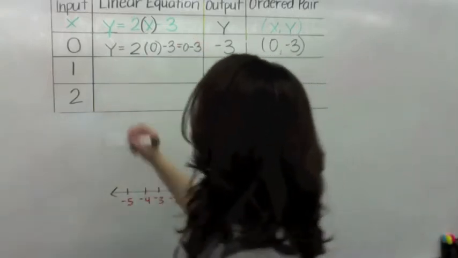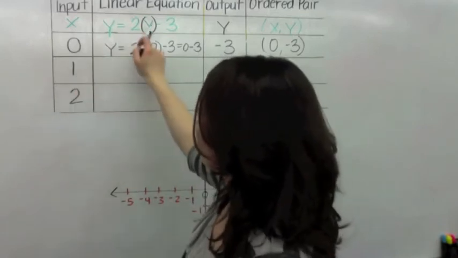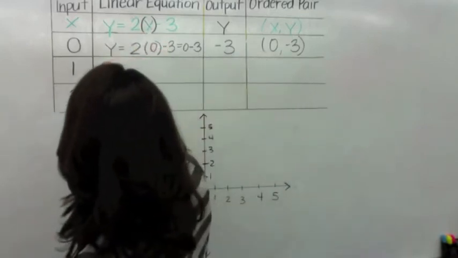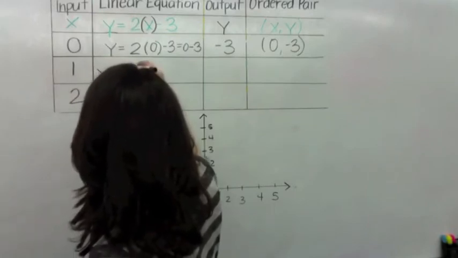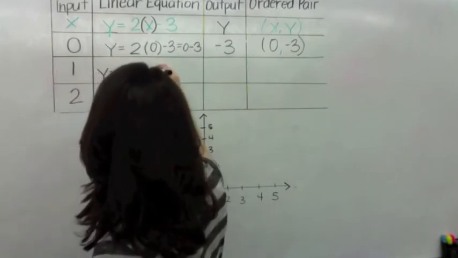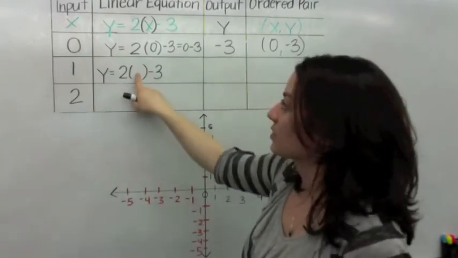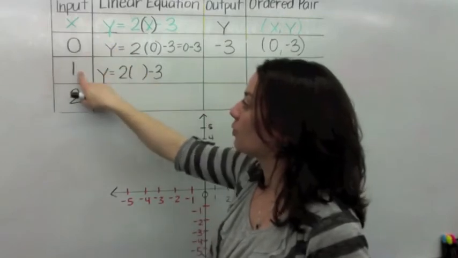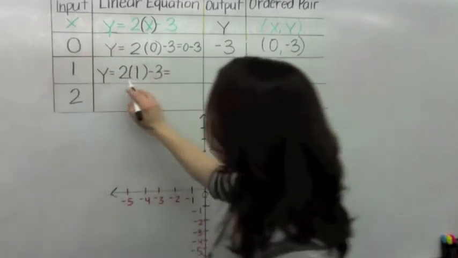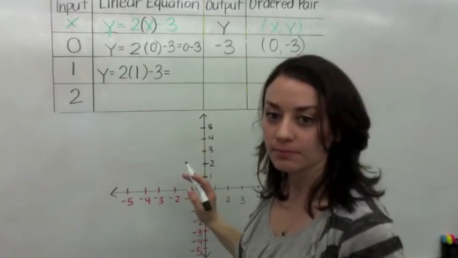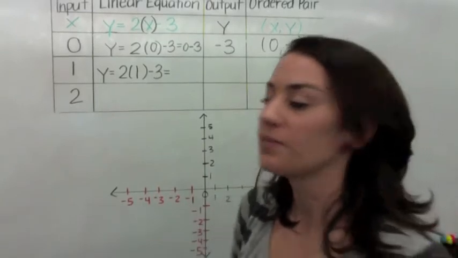Now we're going to plug in 1, or substitute 1 in the place of x. So we're going to rewrite the original equation, which is y equals 2 times x, take away 3. What are we going to put in for x? We're going to put in a 1. Then you're going to put an equal sign. What is 2 times 1? 2 times 1 is 2. Very good.